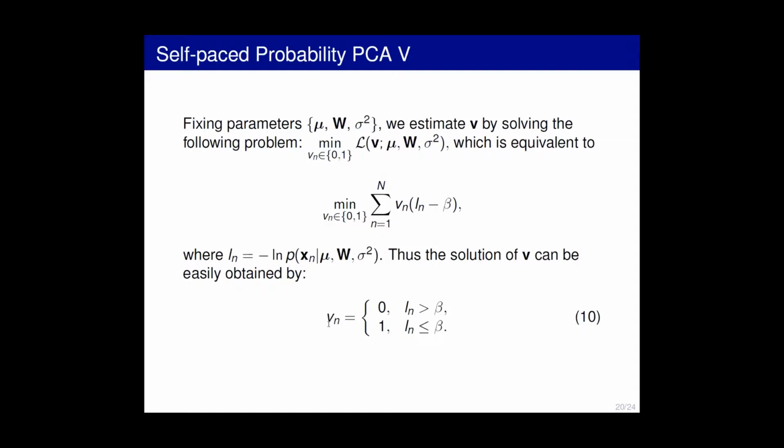Here, this Vn is a binary variable used to determine whether a data point is an outlier or not. Ln is the likelihood function for that data point xn. If Ln is larger than beta, it's an outlier, so Vn is 0. If Ln is less than or equal to beta, then it's a clean sample. Once you fix these parameters and minimize this, it's an easy optimization problem you can solve analytically.